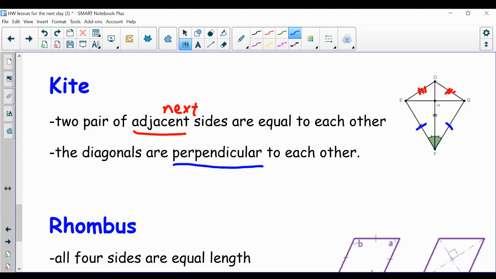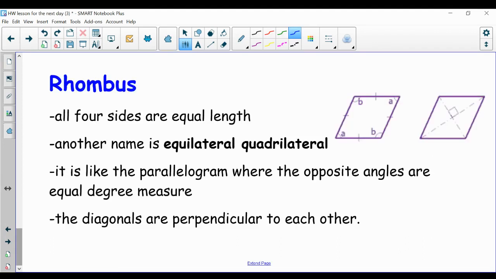Perpendicular again. What's that again? 90 degree. Okay, and we keep talking about perpendicular bisect for the whole long year. So perpendicular, they are making 90 degree. Diagonals are DF and EG. They are making a 90 degree here. I'm putting 90. Last one, we have rhombus.